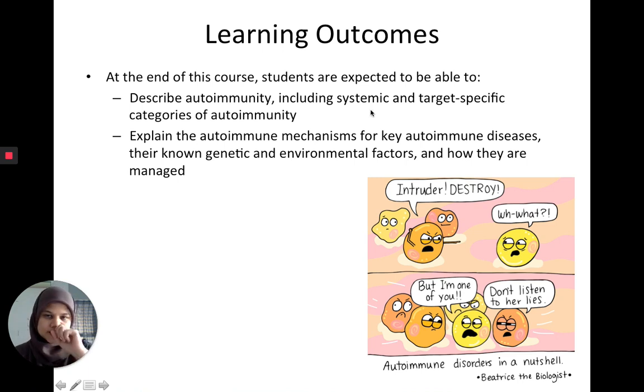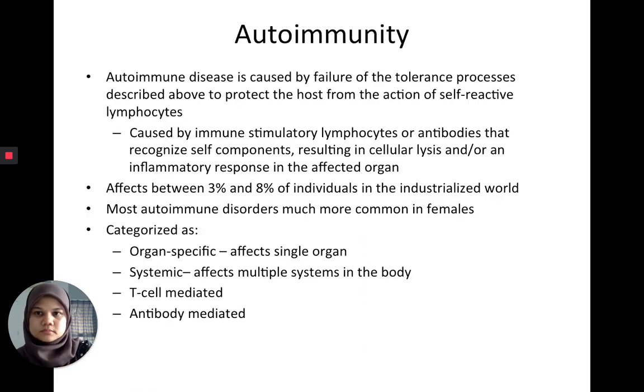So at the end of this lecture, I hope you'll be able to describe what autoimmunity is, including the types, the systemic and target-specific categories, and then explain the mechanisms for key autoimmune diseases and their features, as well as how they are managed. So what is autoimmunity?